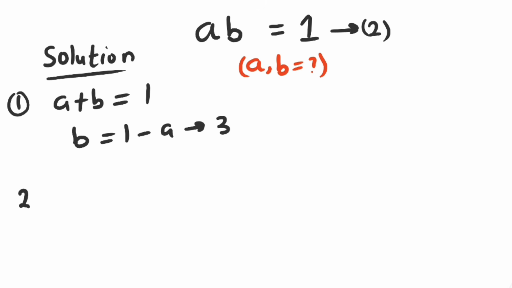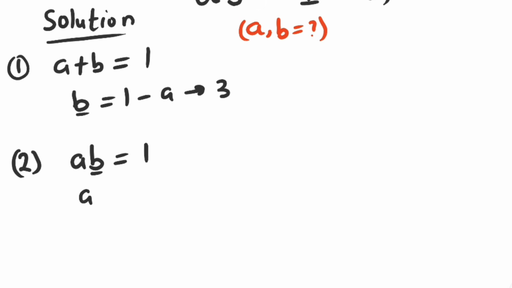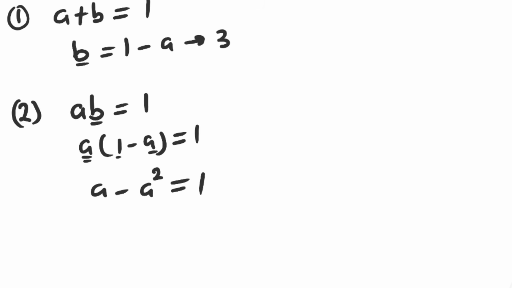Also from equation 2, AB is equal to 1. We can now substitute for B here, which is 1 minus A. This is A bracket 1 minus A is equal to 1. Let's open this bracket. A multiplied by 1 is A. Then minus A multiplied by A, that is A square, is equal to 1.